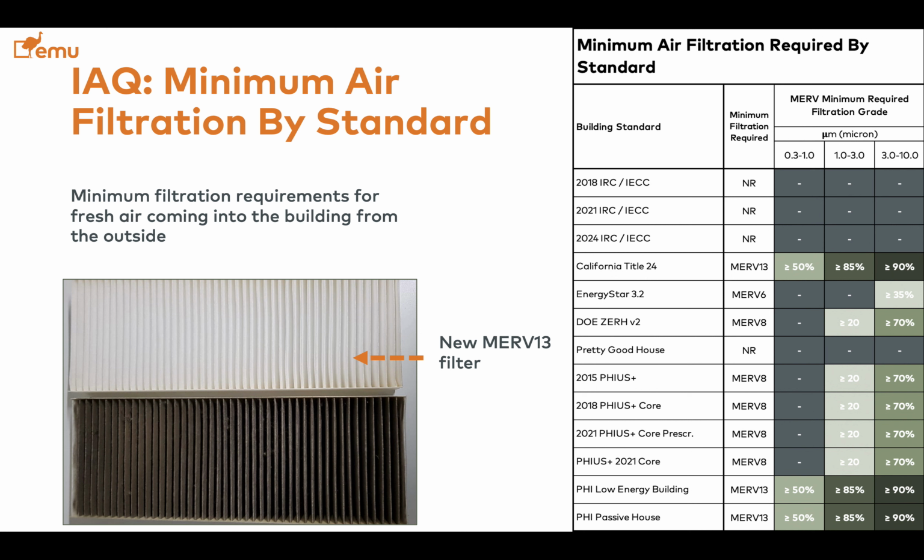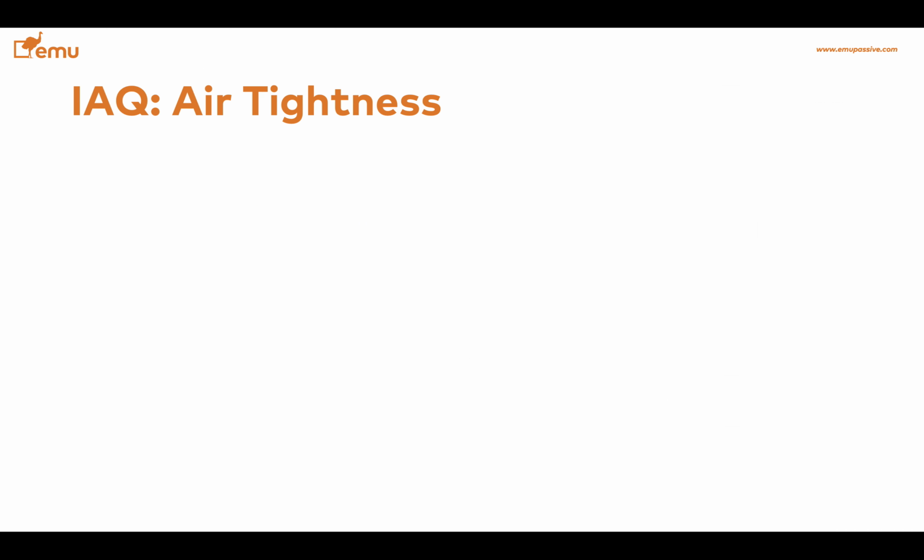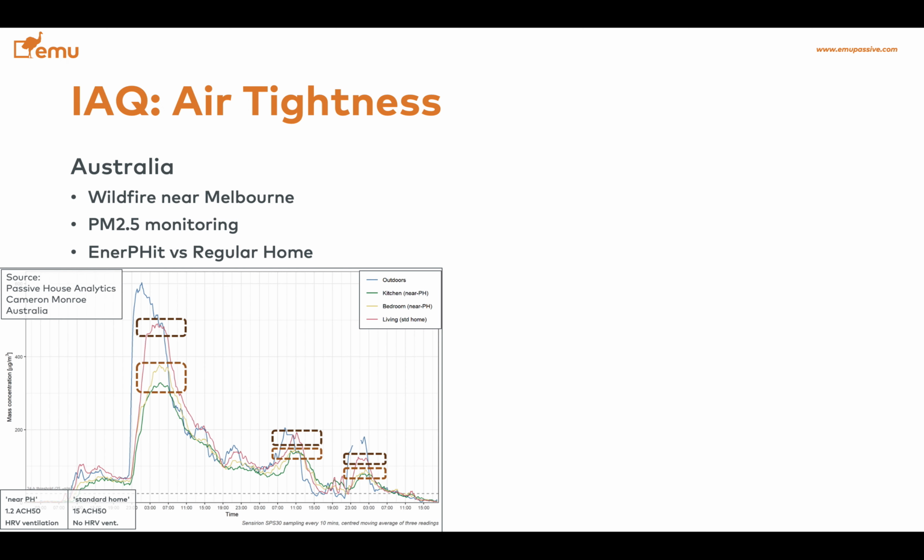This picture shows a brand new MERV 13 filter, and then the MERV 13 after 3 months in use. You can see how much pollution it has filtered out. So filtration of air coming in is as important, in my opinion, as the quantity of air that we bring in. Then the building being airtight is a contributing factor to the indoor air quality. Basically, you keep the pollution out and you just bring it in and you filter it.